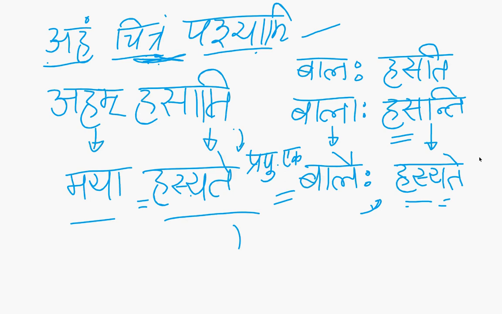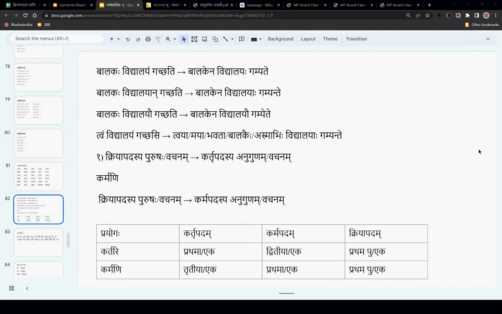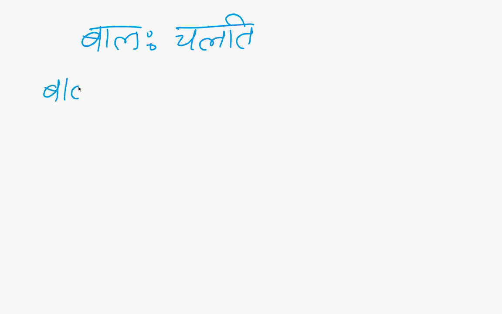Another auxiliary topic here. Let's take the example of chalati. Balaha chalati. This is akarmaka, right? So what is the bhave prayoga? Balena chalyate. Also remember that if there are other namapadas in this sentence which are not kartrupada and karmapada, their vibhakti does not change.